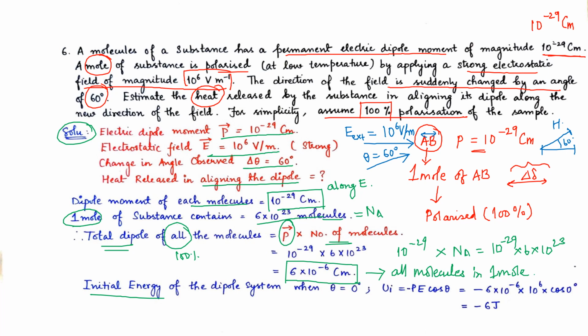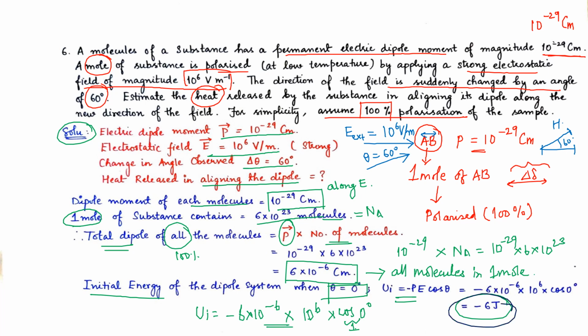Initial energy of the dipole system when theta was 0 is given by U initial equals minus P E cos theta, where the value of P is 6 into 10 to the power minus 6, and the electrostatic field is 10 to the power 6. The field is the same for theta equals 0 and for theta equals 60 degrees. Cos 0 degree is 1, so the whole thing gets multiplied by 1 and the answer we get is minus 6 joules.